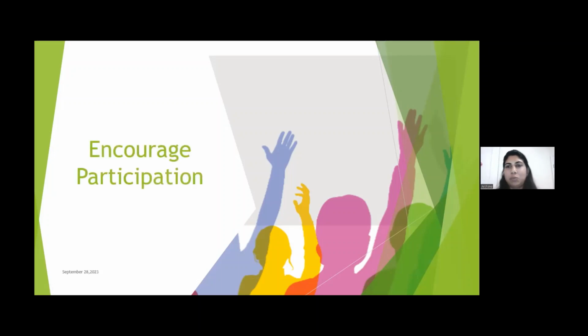Okay, let's move on. So next up, technique is to encourage participation. How can we encourage participation? One small technique I used in this presentation to encourage participation was to divide the group into smaller breakout rooms. And that made everybody get involved.